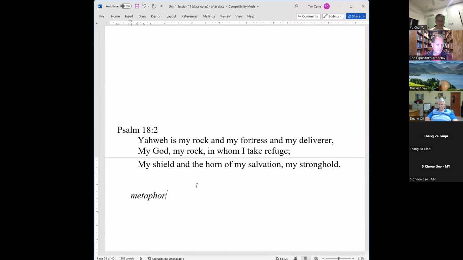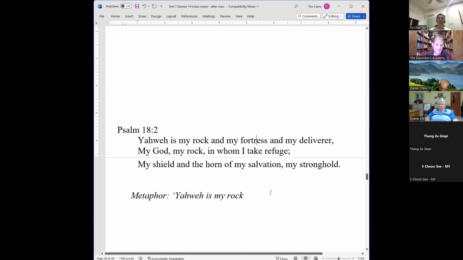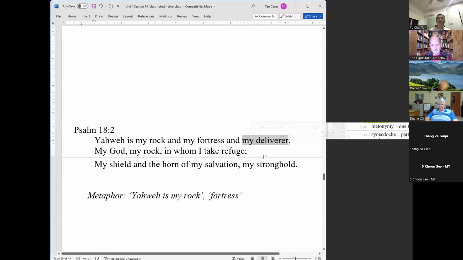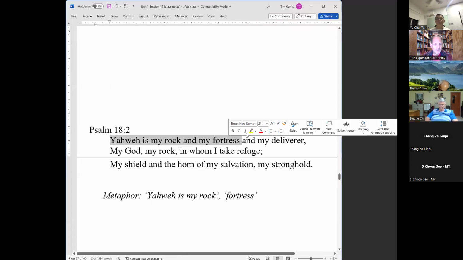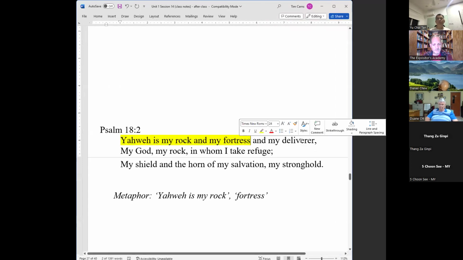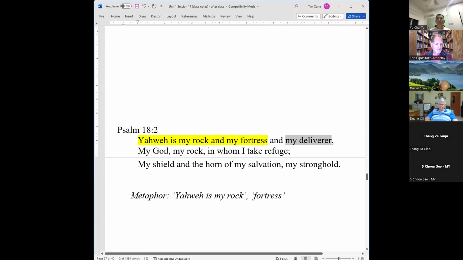Yes. Because he's saying Yahweh is my fortress, he's comparing Yahweh to a rock. And even fortress would be also. But then notice deliverer, could that be literal? Yeah. So there are two metaphors here, and really it's describing the third.